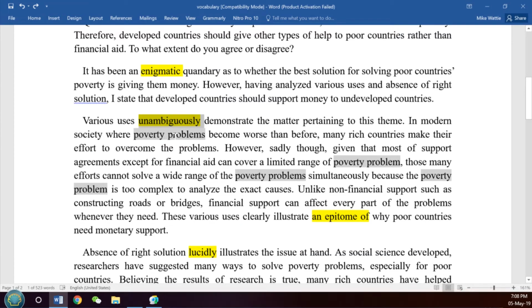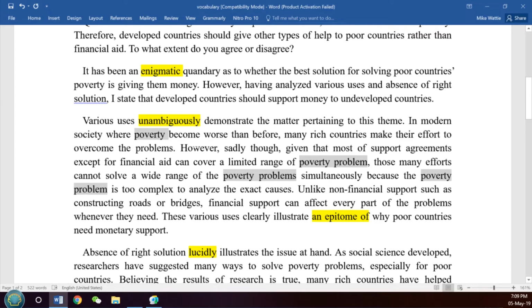Well, let me just explain what I've done here with these grey parts. The other thing that I noted with the writer, I suspect his vocabulary is not that great overall. He keeps repeating poverty problems, and this is another issue too, that repetition will lower your score for vocabulary. You want to try and rephrase things. Poverty problems doesn't really collocate well. Poverty problems become worse. We could just say poverty becomes worse.